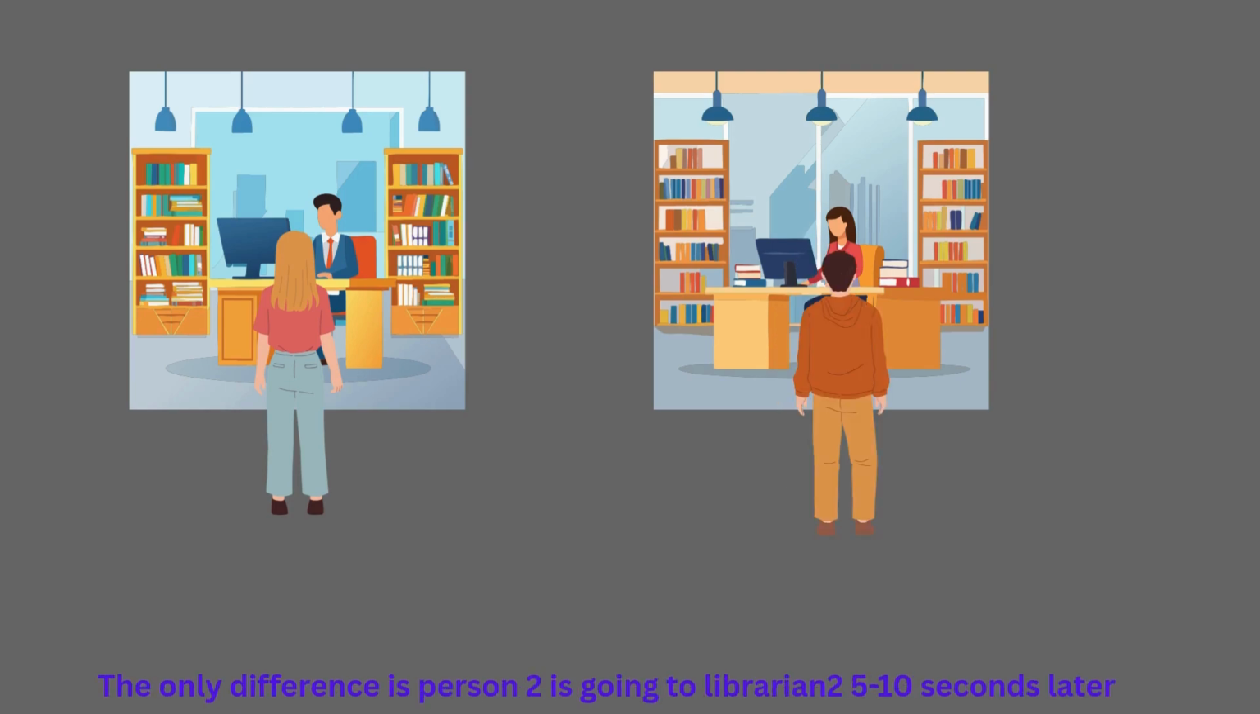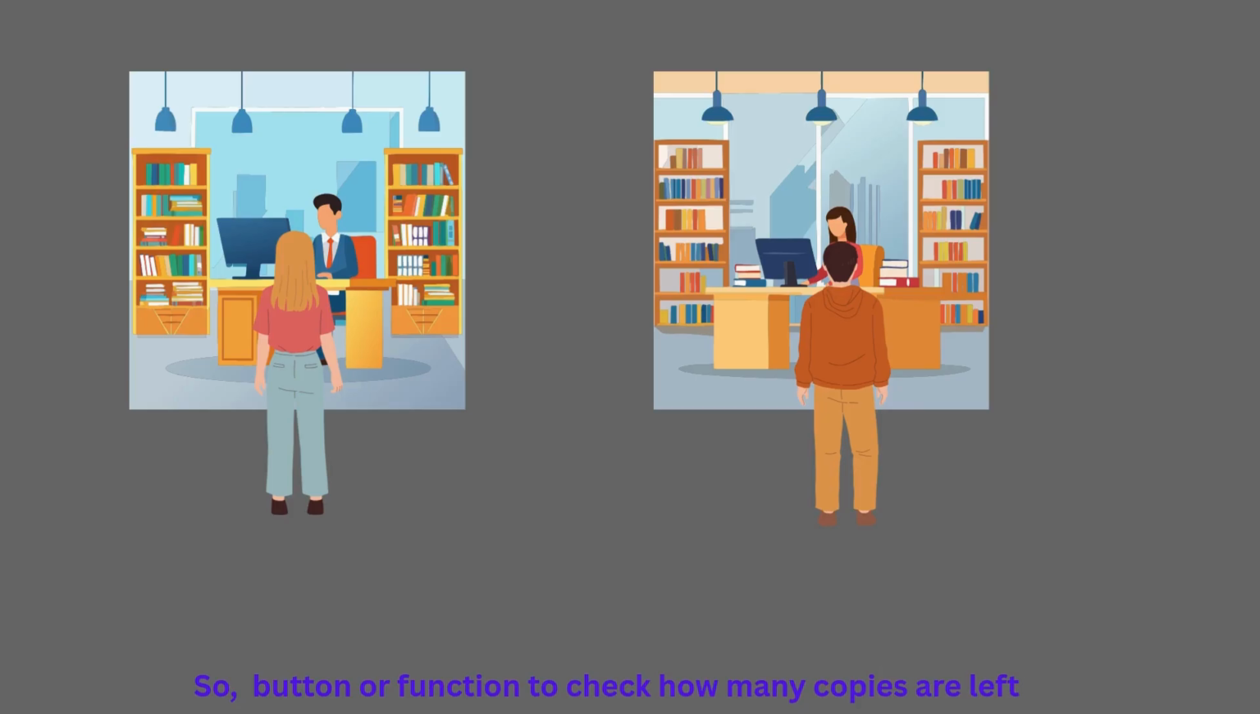The only difference is person 2 is going to librarian 2 5 to 10 seconds later. So the button or function to check how many copies are left will be called in fast succession. So there is a fair chance that librarian 2 might get the value from the previous update. Let's see what I mean through code.